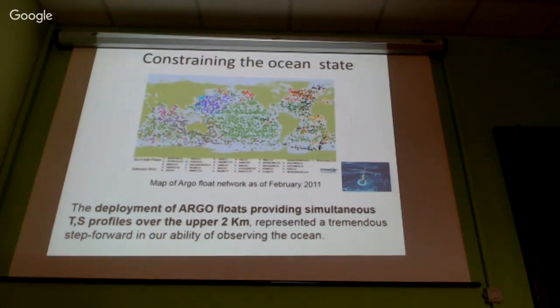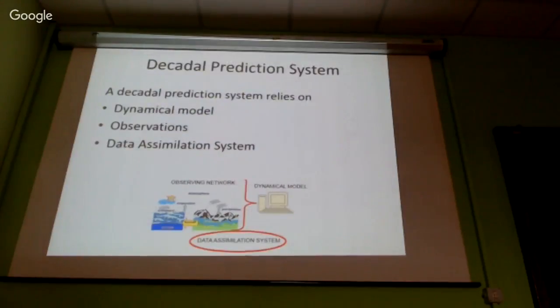But as I say, things are getting better and better because the Argo program is giving us a new vision of the ocean state. So what is the decadal prediction system in a nutshell? But this is not much different from any other operational system.